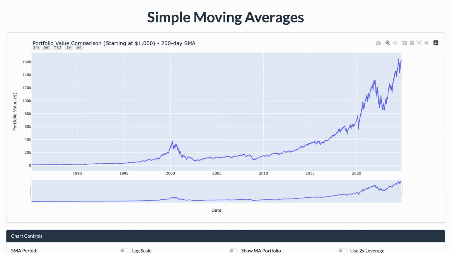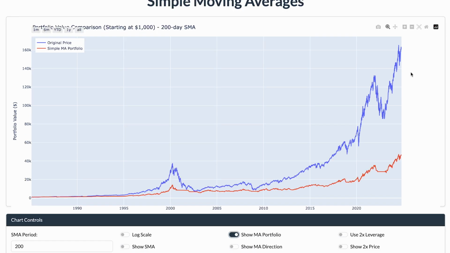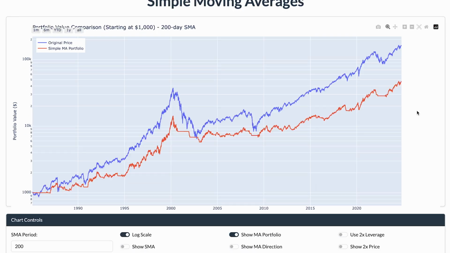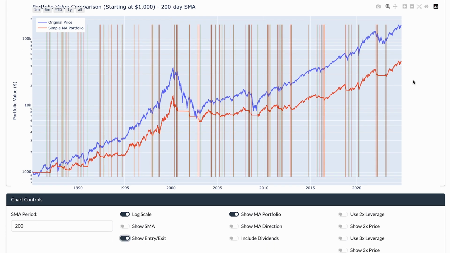Now let's look at some other things beyond the S&P across a little bit more recent time horizons. In this case, we're looking at the Nasdaq starting in 1985. The simple moving average portfolio would have underperformed significantly. If we look at a log chart, we can see exactly why. Just significant amounts of slippage, and while we do avoid some major drawdowns, avoiding them does not make up for the amount of slippage we witness.